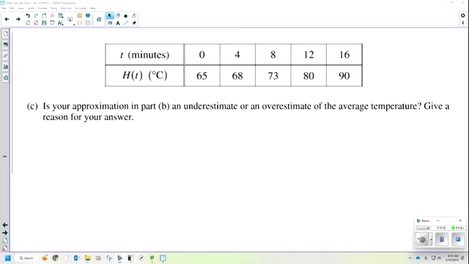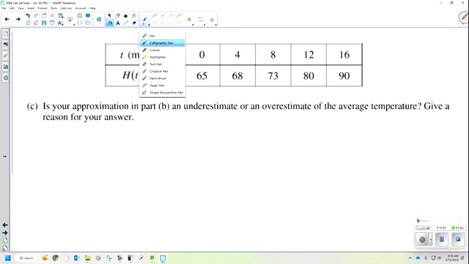3C, is your approximation in part B? Now, if you fast forwarded to C here, part B, we got 71.5 degrees Celsius. You know what? Garbage. It looks like garbage. I'm not happy with the way I wrote that.